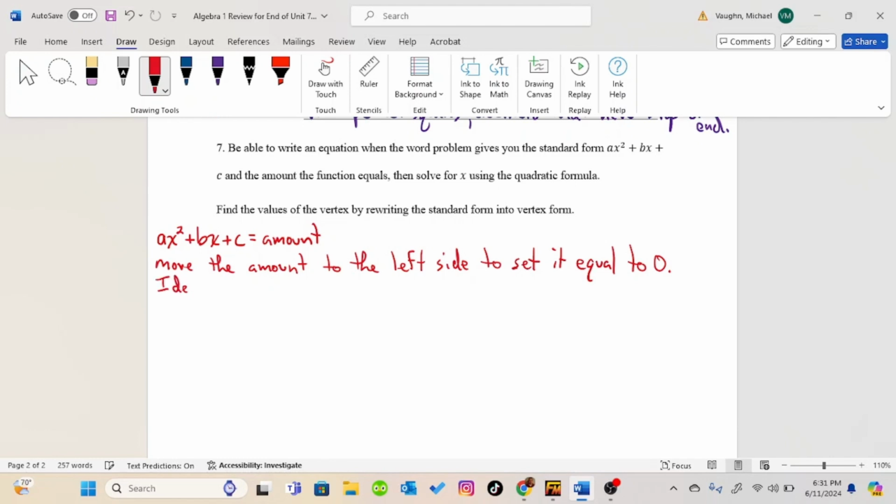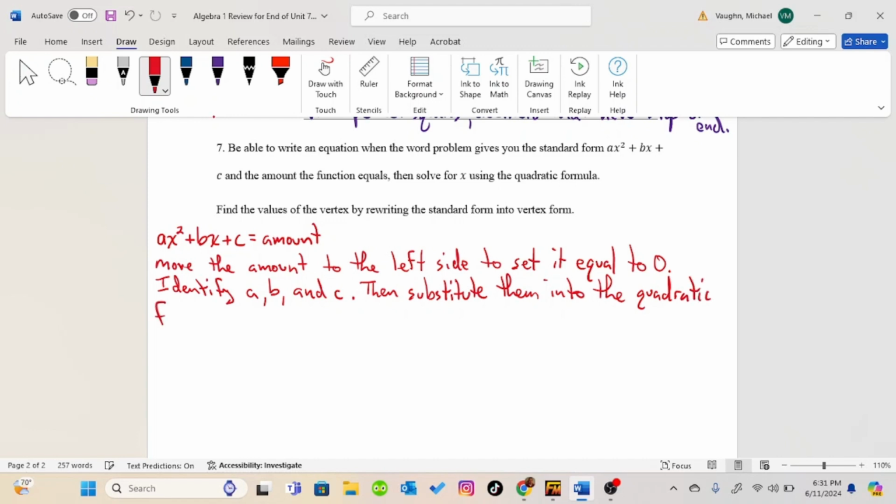Next, you'll identify A, B, and C, then substitute them into the quadratic formula: x equals negative b plus or minus the square root of b squared minus 4ac all over 2a. When you solve for x, you'll find your answers.